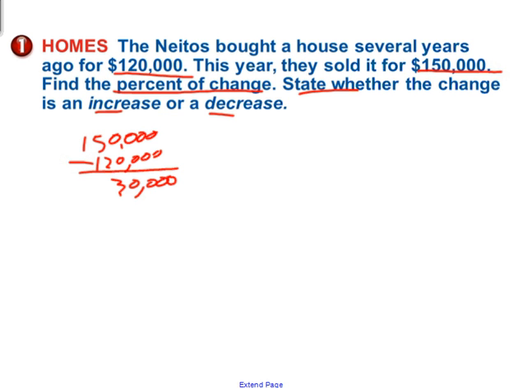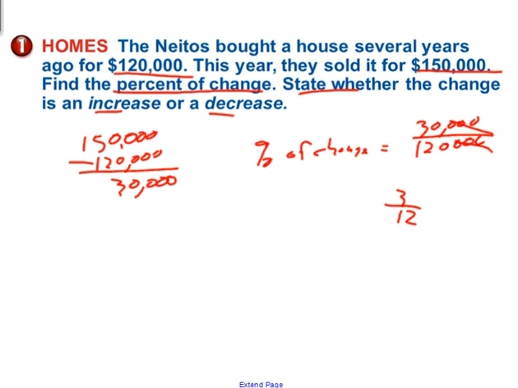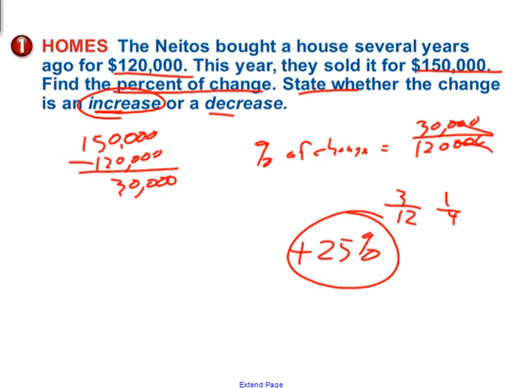So the percent of change is equal to $30,000 over the original price of $120,000. If I do my division here, I can, of course, just cancel off the thousands. I get 30 over 120, or 3 over 12. 3 over 12 can be reduced to 1/4, so it's a 25% change, and it is a positive change, so it was an increase.